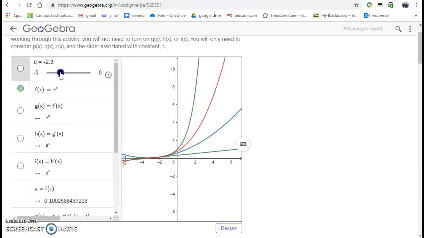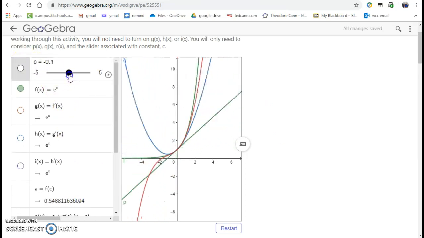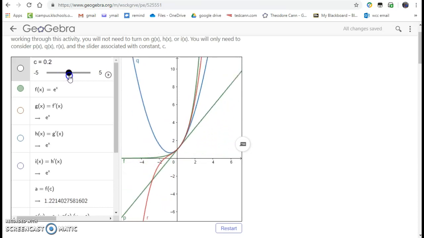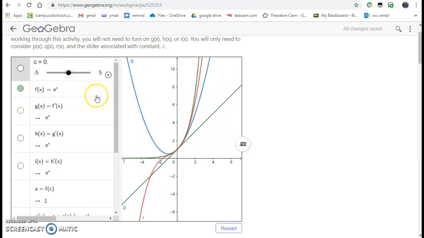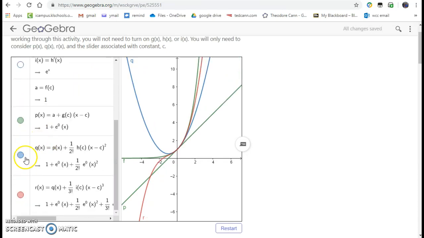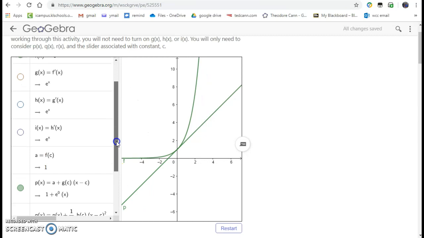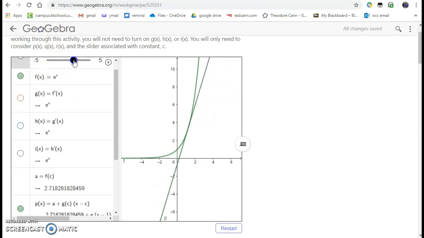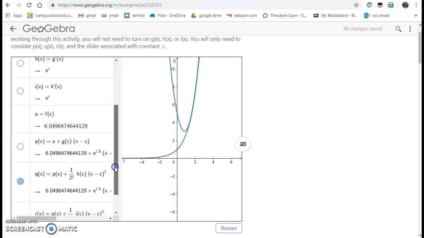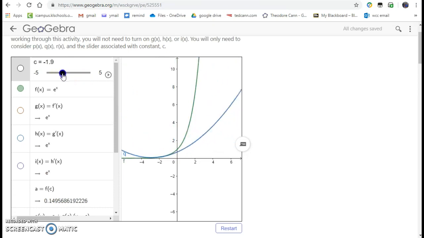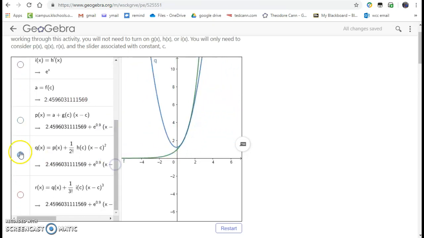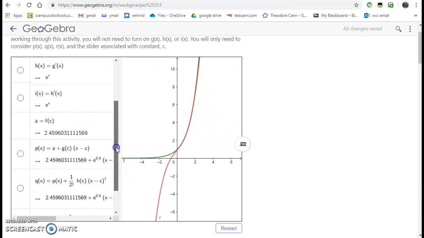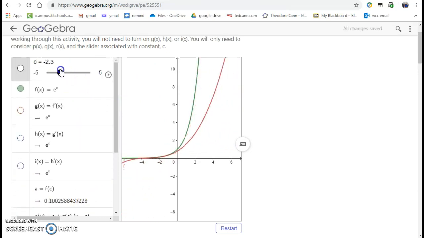The c value: if I manipulate that, it changes things. Now, it can be kind of a mess here, so my recommendation would be to look at these graphs one at a time. Turn off q and r, and just leave on p, the original function and p, and just scroll around, right? See what's going on. Make some mental observations. Then turn that off, turn on q, scroll around, same idea, mental observations. You don't have to write anything down yet. Then r, scroll around and see what's going on.